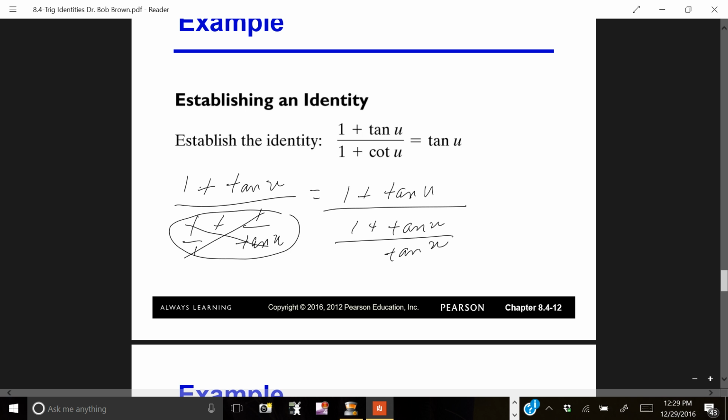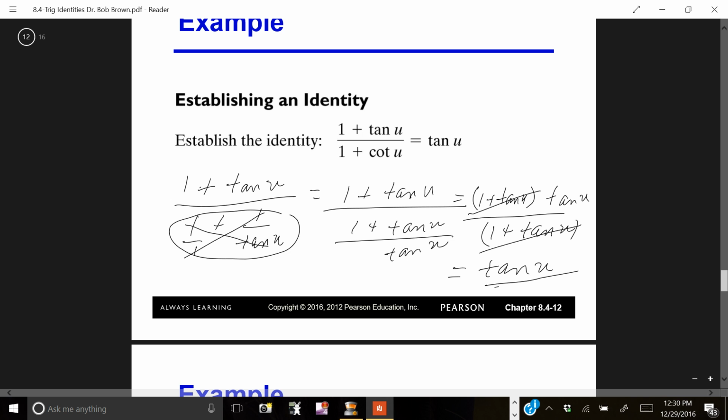And finally, we get 1 plus tangent of u times, flip over the denominator, and we get tangent of u, just what we were looking for.